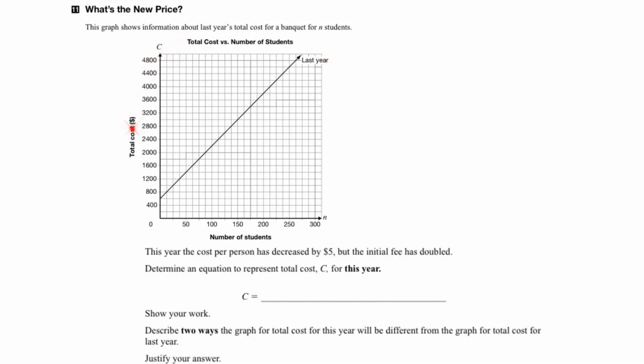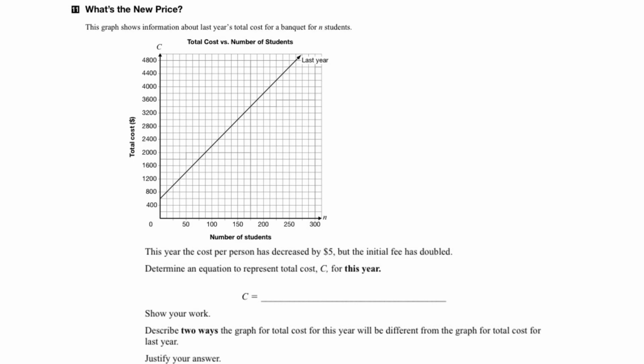In this question, we're given a graph that represents last year's cost of a banquet based on the number of students attending. We're also told that this year the cost per person is going to be decreased by $5 and that the initial fee will be doubled. What we have to figure out then is the cost equation for this year, and we have to describe two ways in which the graphs will differ from each other.